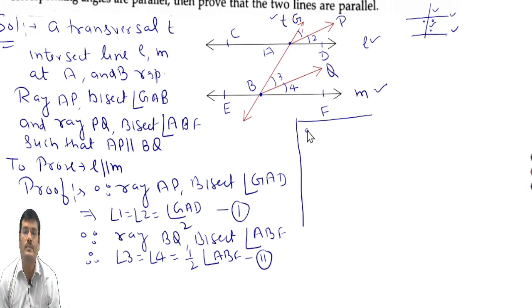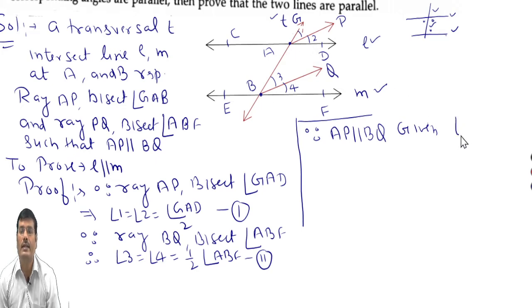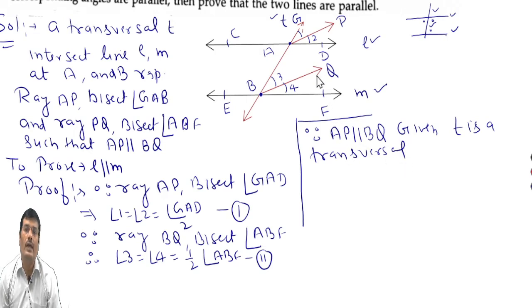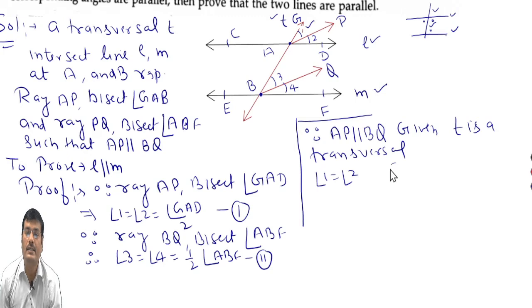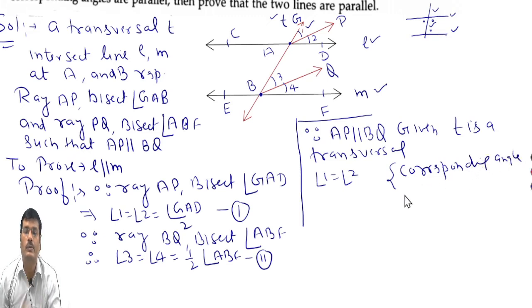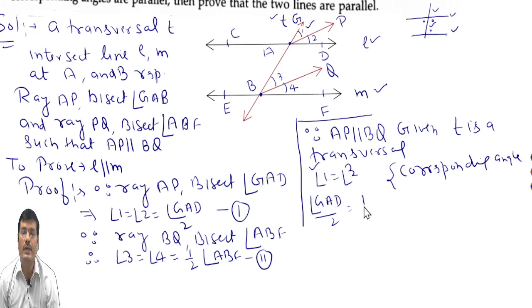Now see this, since AP is parallel to BQ, it is given, and we observe that T is a transversal, angle 1 is equal to angle 3. Why? Because it is a pair of corresponding angles. When these are corresponding angles, in place of angle 1 we write angle GAD upon 2, and in place of angle 3 we write 1 upon 2 angle ABF. This 2 is cancelled out by this one.